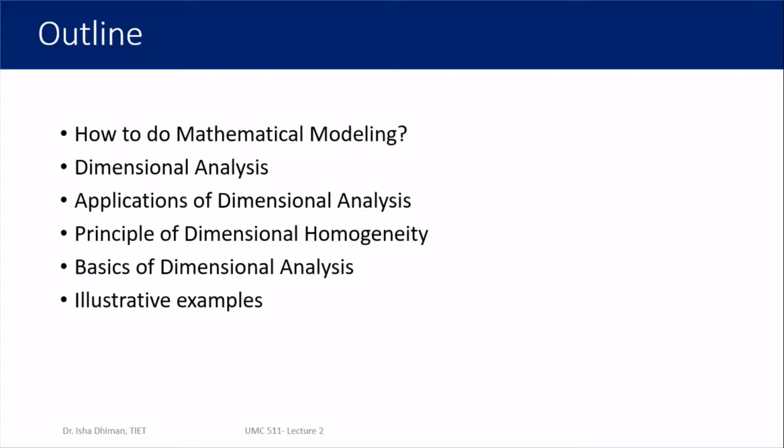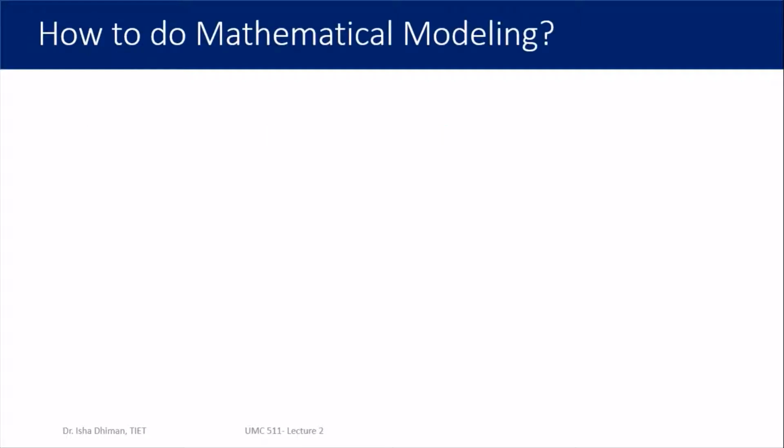I'll be giving you a few techniques for performing mathematical modeling, specifically focusing on one of them, which is dimensional analysis, followed by a few applications of it. Then we will define the principle of dimensional homogeneity, which is a fundamental principle governing the whole process of dimensional analysis. Then I'll introduce some basics of it, followed by some illustrative examples. So the first question we need to answer is how to do mathematical modeling.